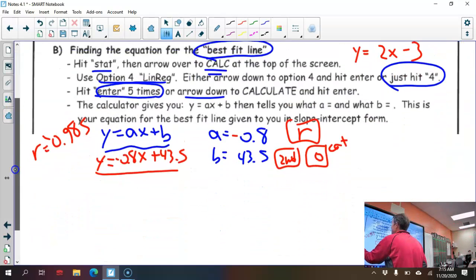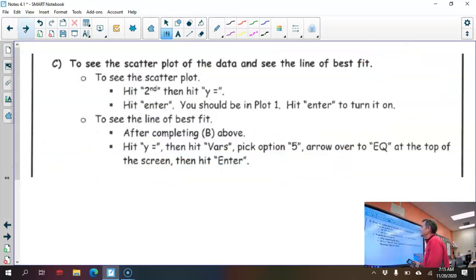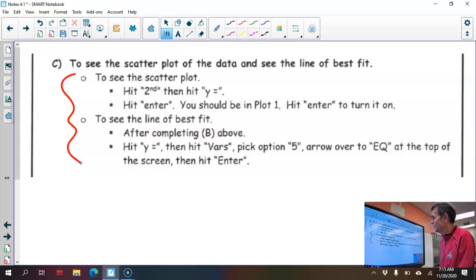Okay, you can mess around with letter C. You can mess around with this, but it's really cool. I don't want to go through it. It's right there for you. It will actually let you see, maybe I can show you mine. It will let you see the scatter plot and the line of best fit. Let me do it real fast. I'm going to hit second, y equals, then I'm going to hit enter, then I'm going to hit enter again, and then I'm going to hit graph maybe and see what happens.